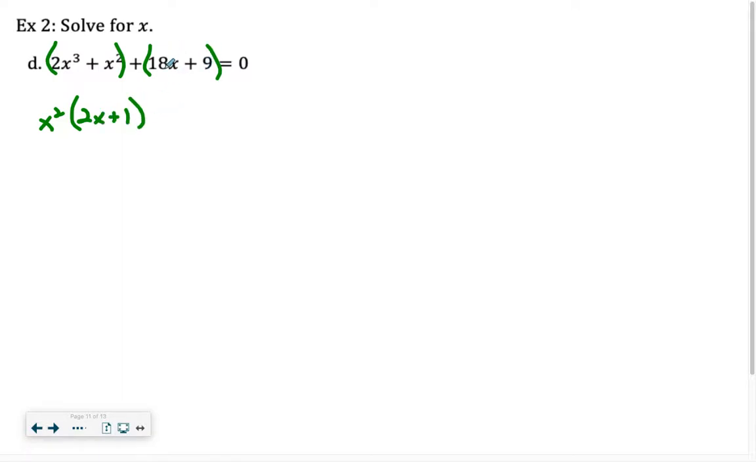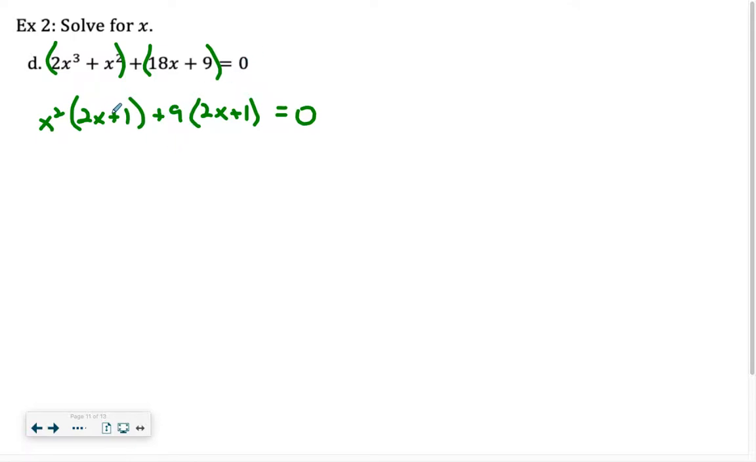Then if I look at my second two terms, the GCF there would be 9. I could take a 9 out of both of those, and I would be left with 2x plus 1. Right? That's what we're looking for when we're doing factor by grouping. If I can take something out of these two terms and these two, and I'm left with the exact same thing, then I can factor by grouping.